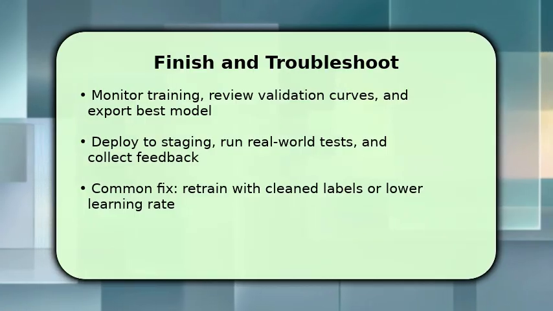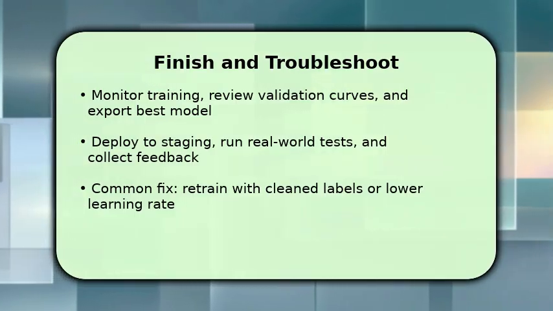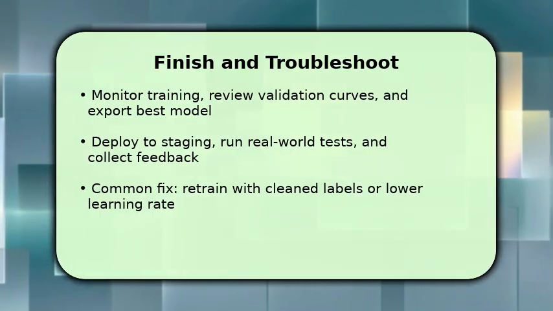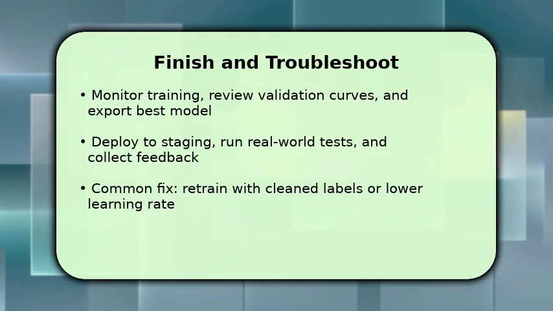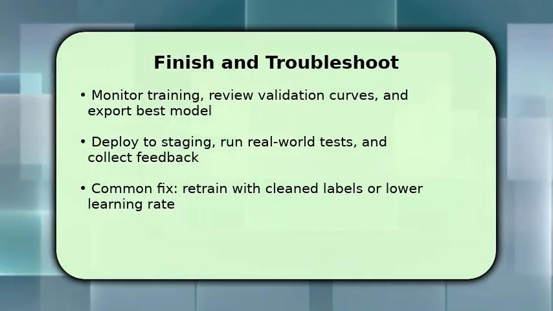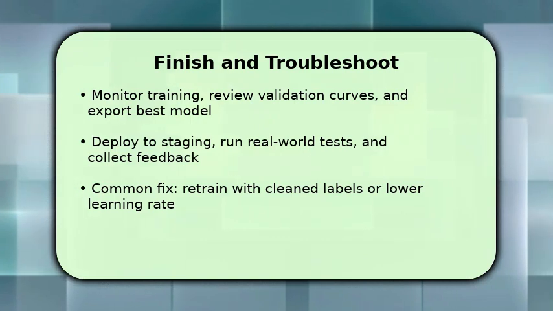Make sure to automate CI for model updates and use checkpoint restores if a run degrades. If things go wrong, retrain after cleaning labels, reduce the learning rate, or increase checkpoint frequency. That single troubleshooting move often recovers unstable models and gets you back on track.